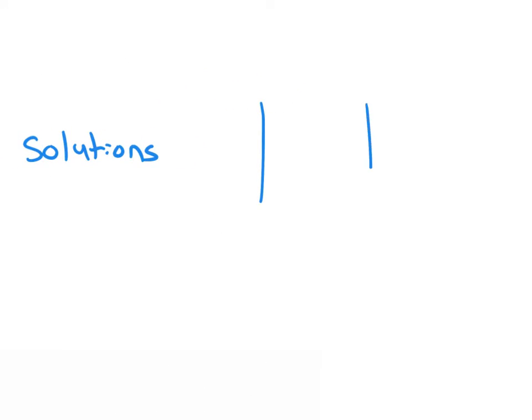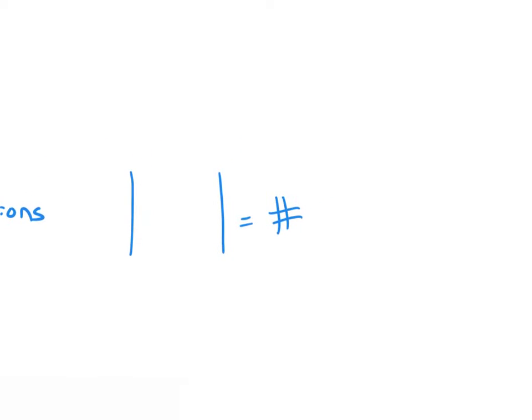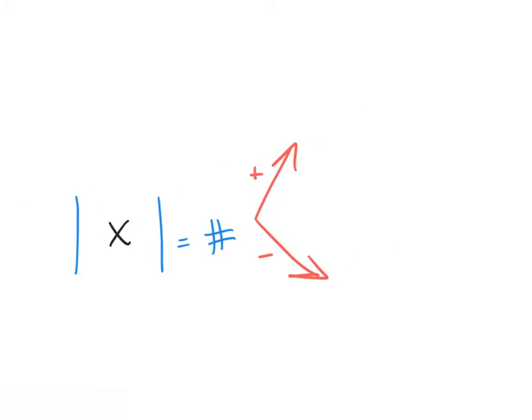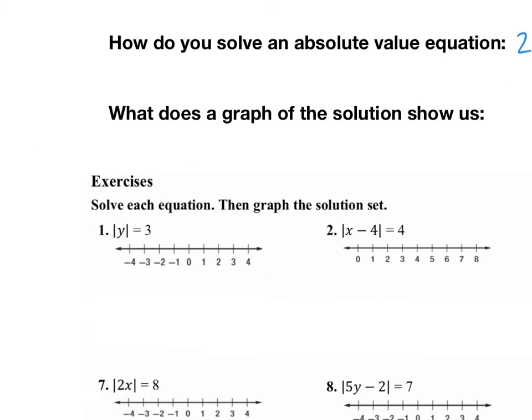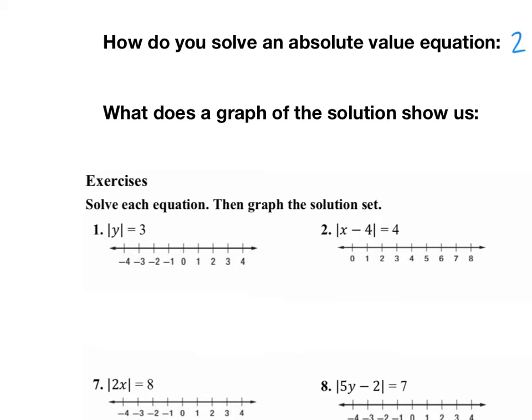But if we have an absolute value equal to a number, the way that we're going to solve it is that we're going to split it into a positive case and a negative case. So if we have the absolute value of x is equal to a number, we're going to split it into x is equal to the positive version of that number and x is equal to the negative version of that number. And that's going to tell us the two different solutions. This will make more sense once we see it on a number line.